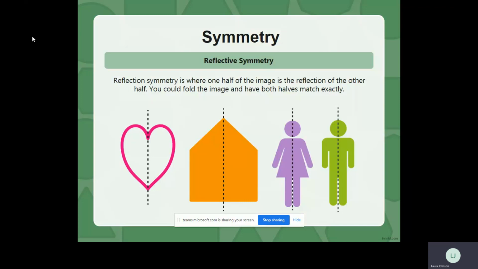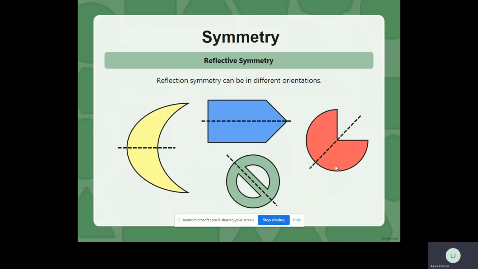Symmetry. We are looking at reflective symmetry. Reflection symmetry is where one half of the image is the reflection of the other half. You could fold the image in half and both sides would match exactly. If you look at these pictures, both sides of the line are exactly the same. There is no difference between either side. It's called a line of symmetry.